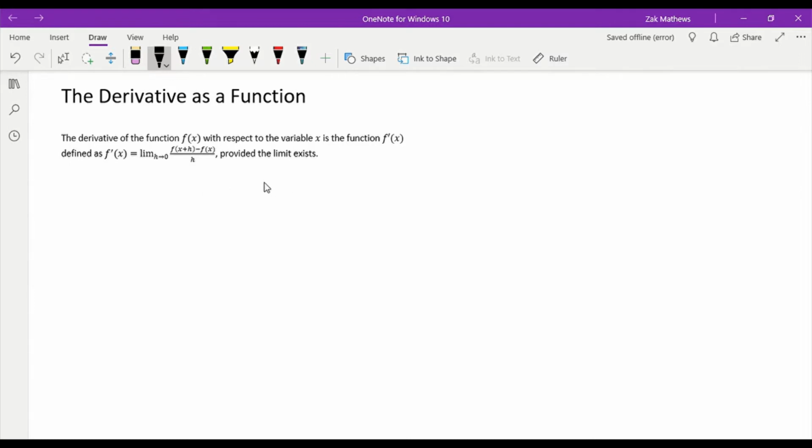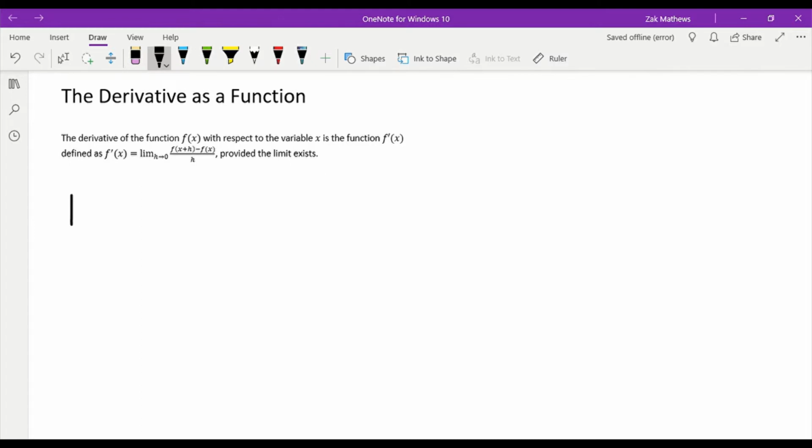But I do want to stress that provided the limit exists, there is that statement at the back end there, and that is important because not every derivative exists. We're going to see some examples of that as well. So I do want to start with a very simple example, just so we get the hang of it.